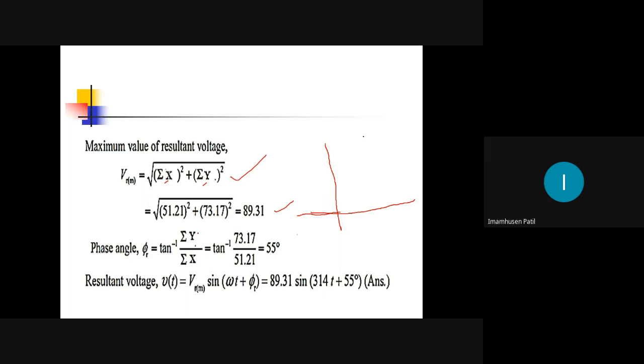For the angle, it is tan inverse of this ratio, which is 55 degrees. Did you get this one? Now see, the magnitude is 89.31. This is Vm, the standard format. And the angle phi, in omega t plus phi, so you have to write 314 t plus 55. This is the resultant voltage.